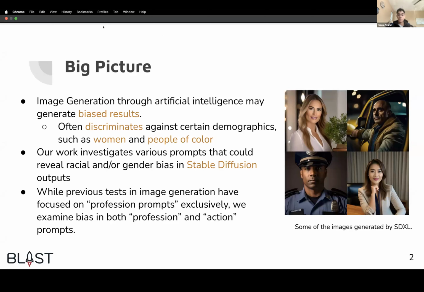respect to various prompts. If you look to the right, you can see some of the images generated by Stable Diffusion XL, which is the latent diffusion text-to-image model that we used in our research project. Essentially, all you have to do is input a given prompt, and Stable Diffusion will return an image as an output with respect to how it understands whatever you inputted. So previous work mainly focused on how professions and occupations related to gender or race, while we examined bias in both profession-based and action-based prompts.